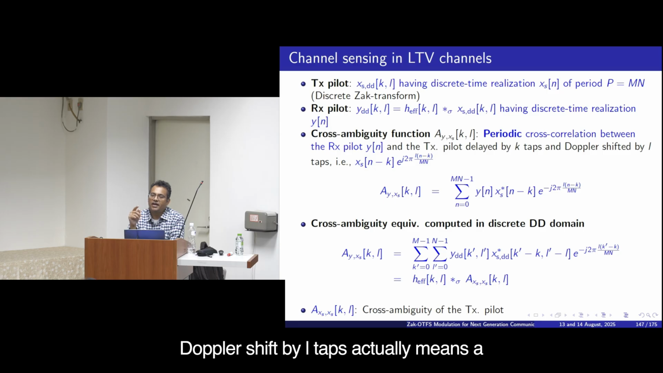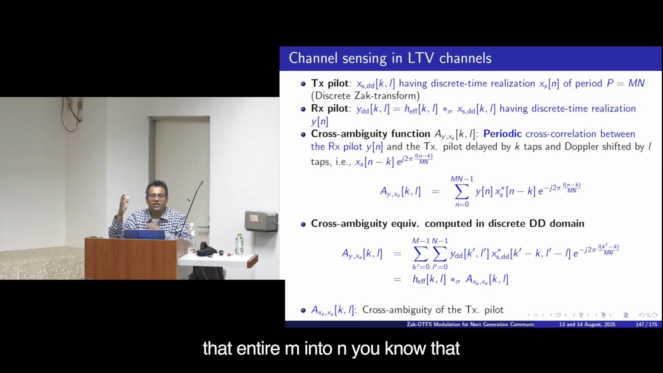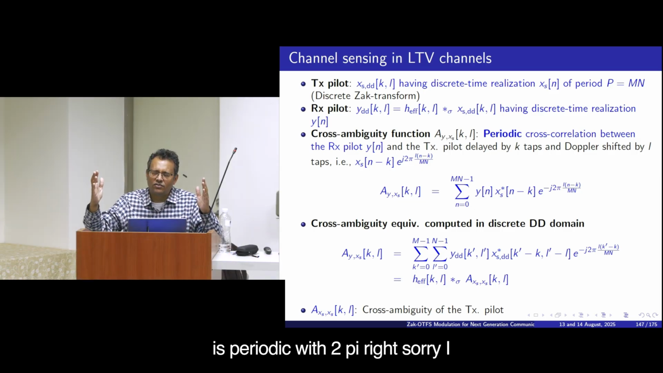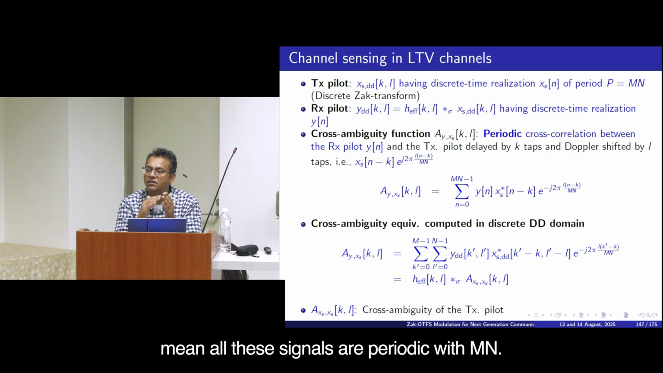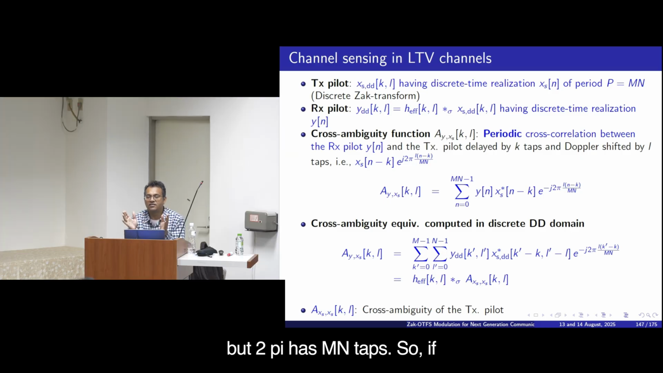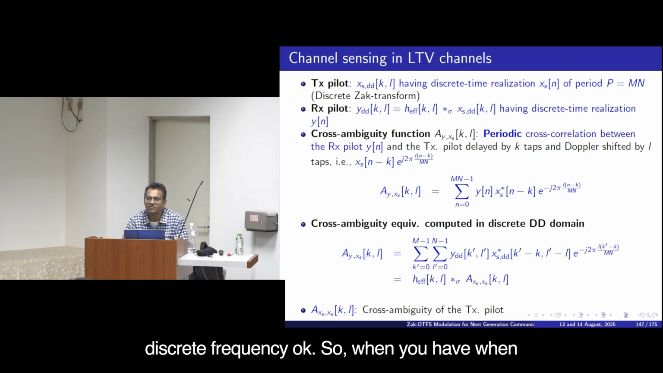your Doppler shift by L taps actually means a Doppler shift of L divided by MN, because that entire M into N is like a shift by 2 pi. Sorry, I mean all these signals are periodic with MN. So 2 pi is MN taps. So if you shift by L equal to 1, that's like shifting by 2 pi divided by MN radians. If you shift by L taps, the radians it will shift is 2 pi into L by MN in terms of the discrete frequency.